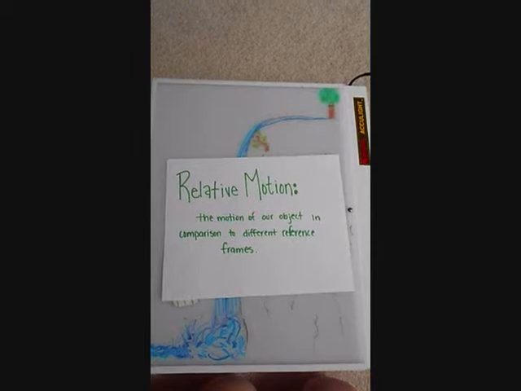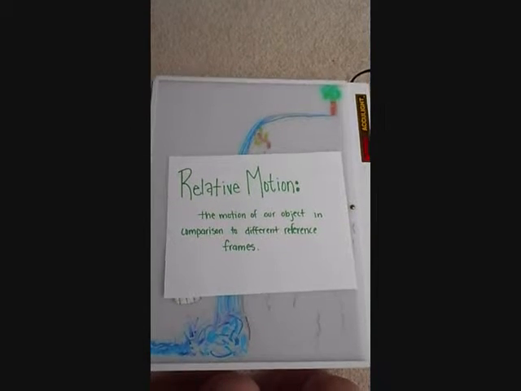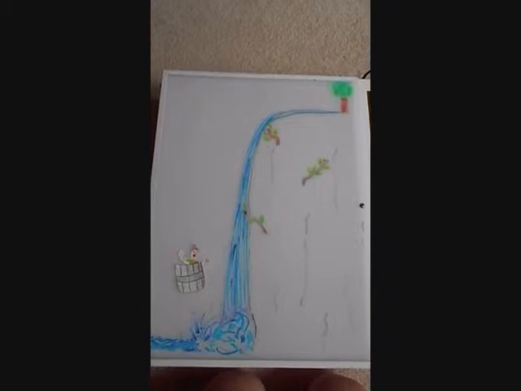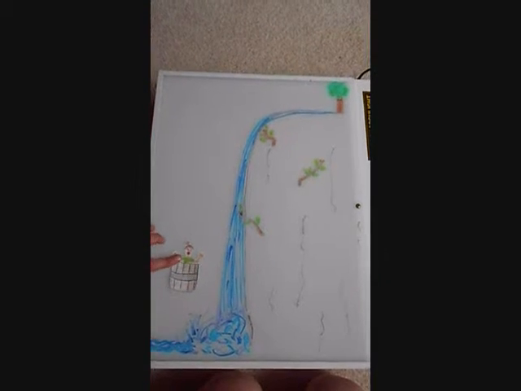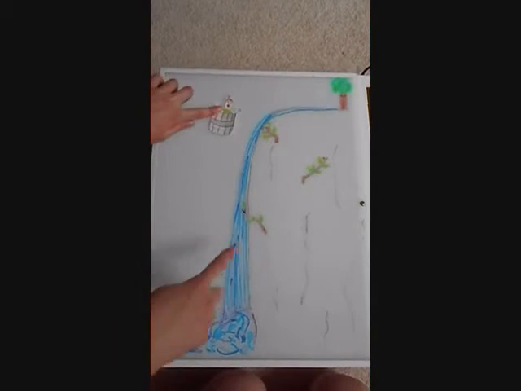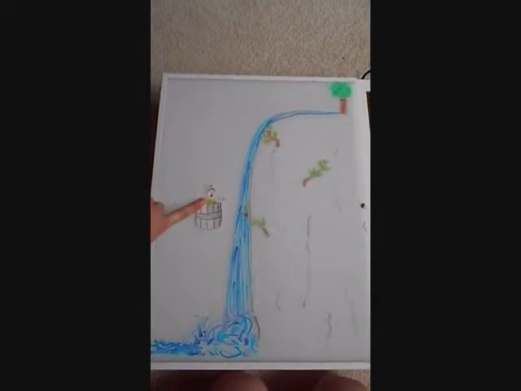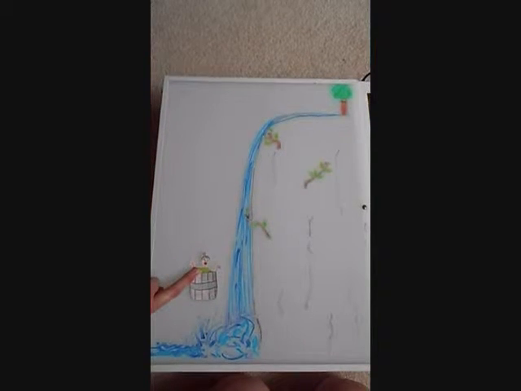Relative motion is the motion of our object in comparison to different reference frames. Using our reference frame that we talked about earlier, the tree, the waterfall, and the cliff, as Erin rides over the waterfall, she is clearly in motion.